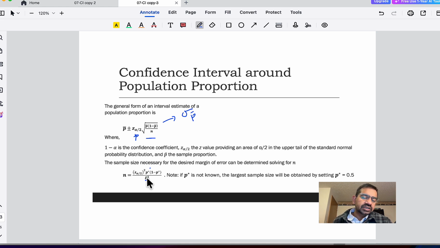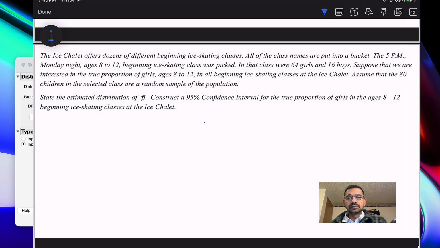What if we do not have any prior on p star? Well, the most conservative estimate, which gives us the largest sample size, would be to assume p star equal to 0.5. So if we do not know p star a priori, we can take the planning value of p star to be 0.5. Otherwise, the problem will then give us the value of p star.